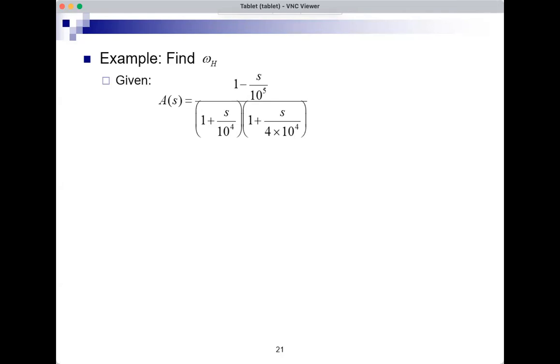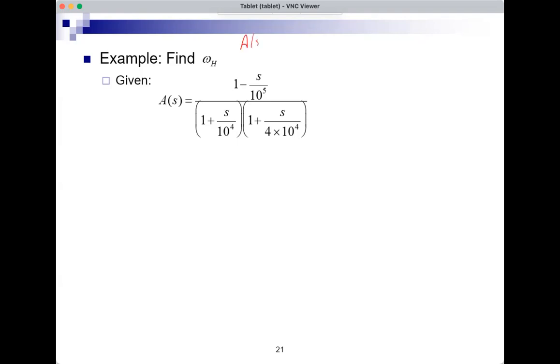Right, so we'll do an example to illustrate the techniques we learned so far on how we can find the bandwidth of an amplifier. We're given this A of s gain function, and we want to find omega h for such an A of s. This is the form that we saw previously.